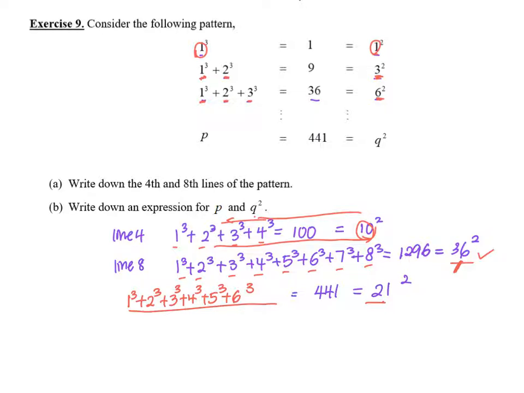So what are the expressions for P and Q square? P is 1 cube plus 2 cube plus 3 cube plus 4 cube plus 5 cube and 6 cube. And Q square will be the expression 21 squared. Have you gotten the answer?